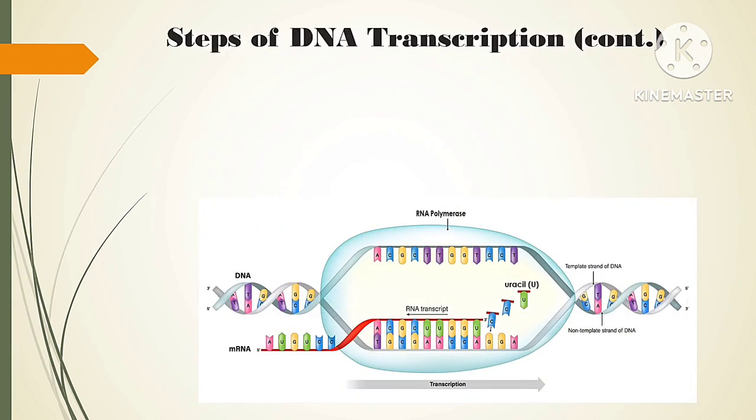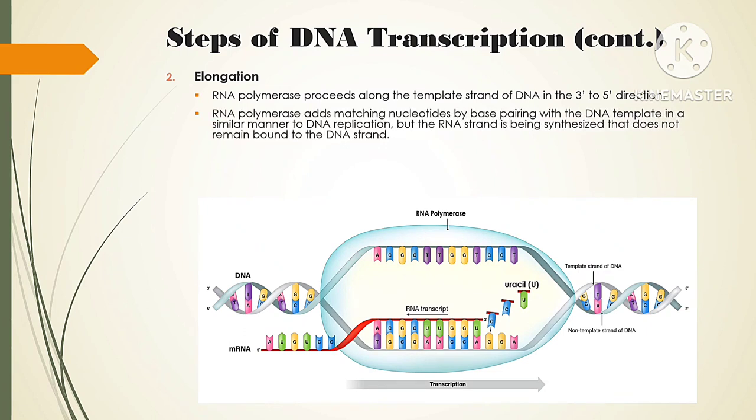Steps of DNA transcription, continued. 2. Elongation. RNA polymerase proceeds along the template strand of DNA in the 3-prime to 5-prime direction. RNA polymerase adds matching nucleotides by base pairing with the DNA template in a similar manner to DNA replication, but the RNA strand being synthesized does not remain bound to the DNA strand.